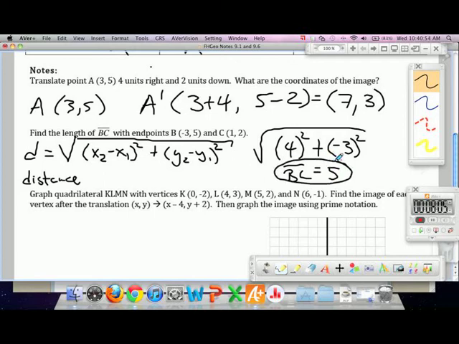So BC is 5. Again, if we're unfamiliar with the distance formula, or at least it's been a while, it says essentially if you squared both sides of this formula, you got yourself the Pythagorean theorem. So pretty much the same thing. You can think of these as the legs of a right triangle, and this is the hypotenuse. That's all.